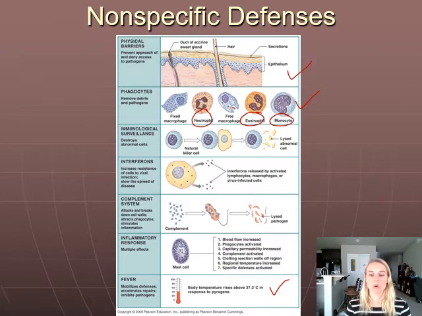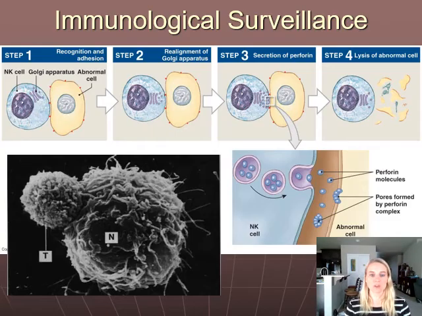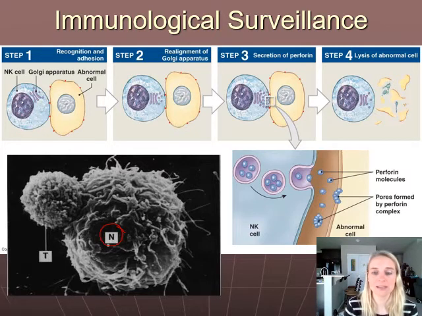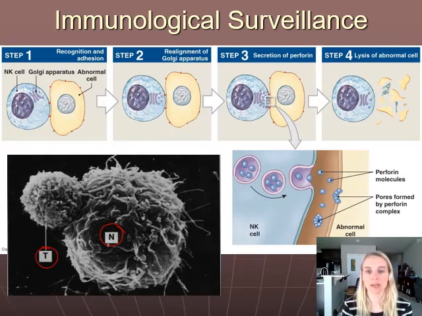Okay, so we're going to move on into a little bit more detail on some of these other non-specific defenses. So this first one is called immunological surveillance. We saw this a little bit earlier when we were talking about the different types of lymphocytes. So natural killer cells are responsible for this immunological surveillance. Here in the micrograph, this N cell here is a natural killer cell. And the T here, T stands for target. So this is what it's trying to attack.